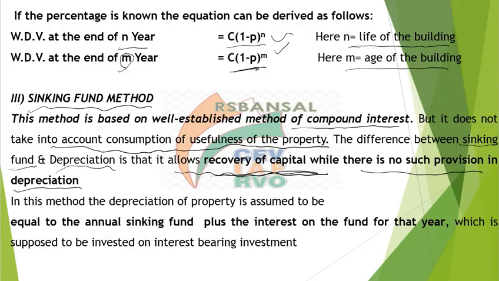So in this method, depreciation of property is assumed to be equal to the annual sinking fund plus the interest on the fund for that year, that is, up to that year. How it is calculated, we will discuss now.